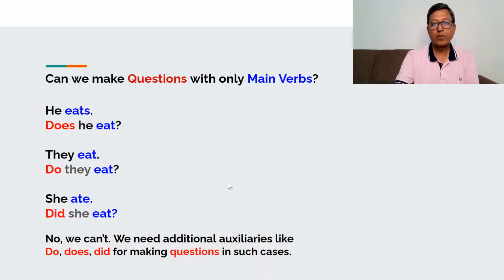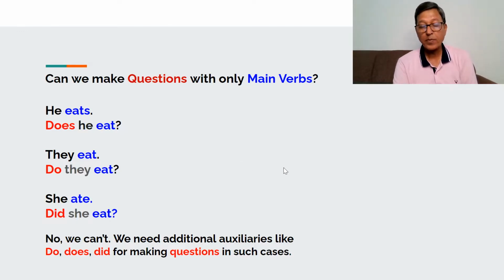And what about questions? The same is the case with questions also. He eats, does he eat? They eat, do they eat? She ate, did she eat? So we can't make questions with only main verbs in sentences. We need additional auxiliaries like do, does, did for making questions in such cases. So these are the two major differences between auxiliary verbs and main verbs.